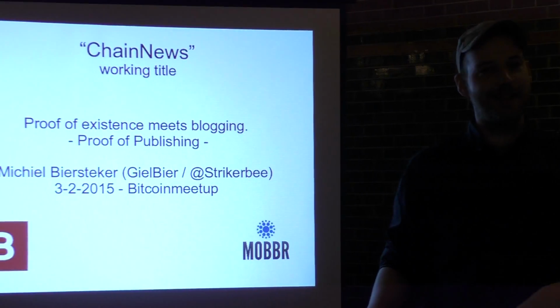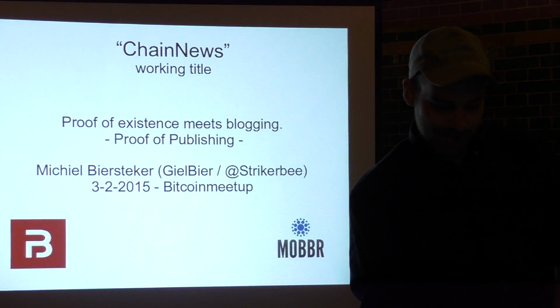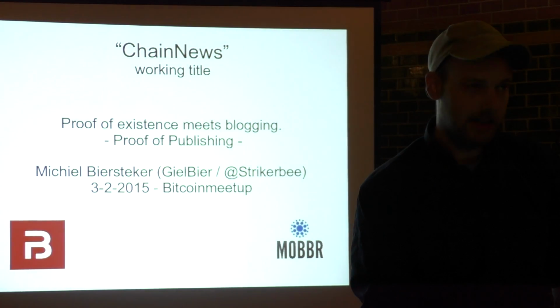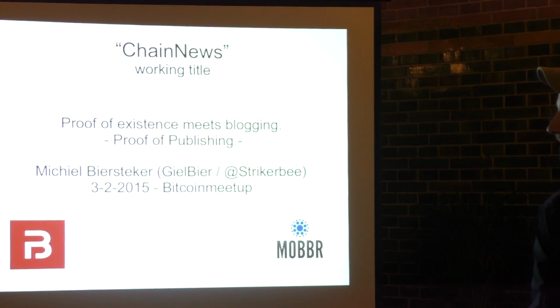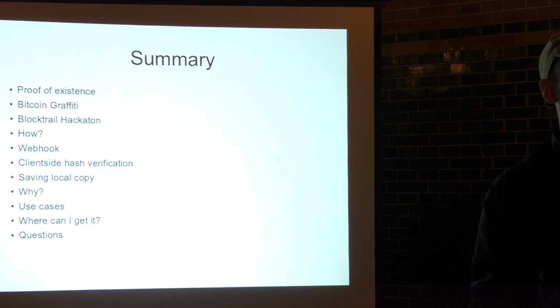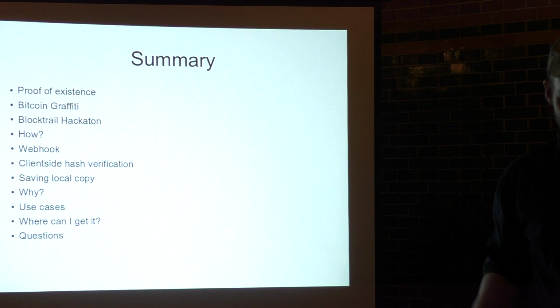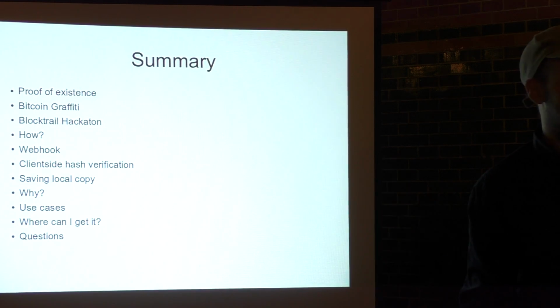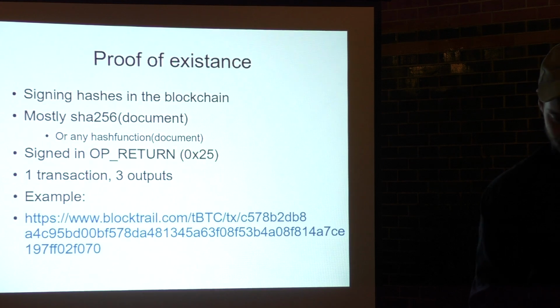When I was there, I was presenting with flip sheets. I made a PowerPoint now. I will be talking a bit about proof of existence and how you can use that in, well, weblogs. I'll start with proof of existence. I'll explain a little bit on how Bitcoin Gravity does that, a bit on the Blocktrail Hackathon, how it works, how I use the webhook of the API, how client-side can verify that an article is genuine, and you can save a local copy and, well, use cases, we'll see that later on.